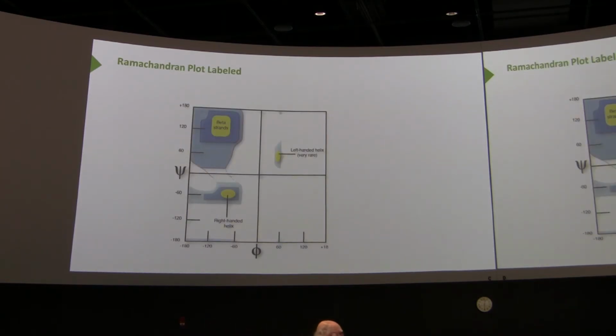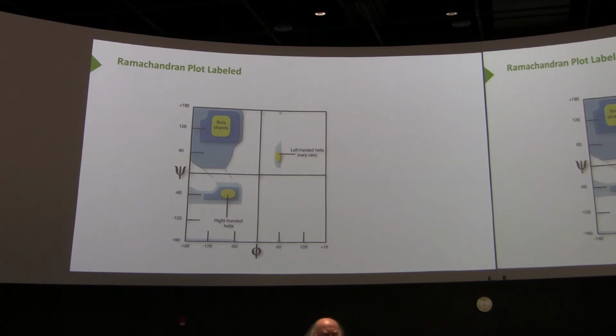Okay. Well, let's go back to the Ramachandran plot that we did before. The Ramachandran plot now makes interesting sense. The regions that we see of stability on the Ramachandran plot that were theoretically predicted correspond precisely to the angles associated with beta strands on the top, right-handed alpha helices on the bottom, and left-handed alpha helices on the right top. Left-handed alpha helices are not common at all.